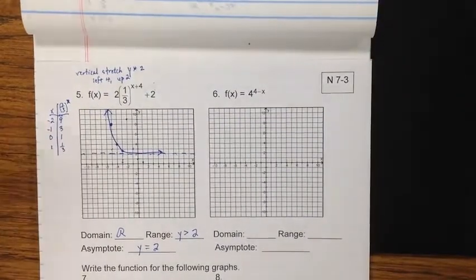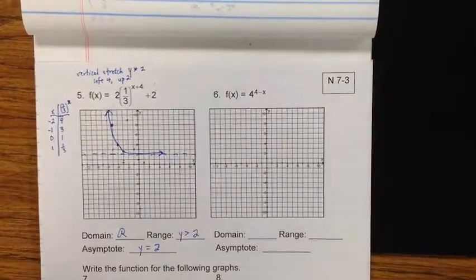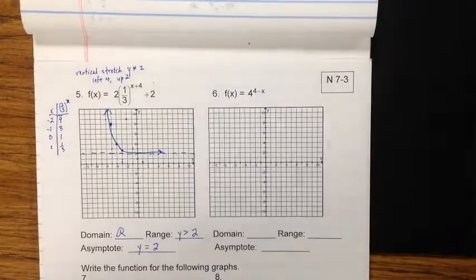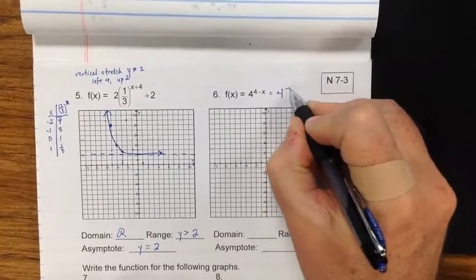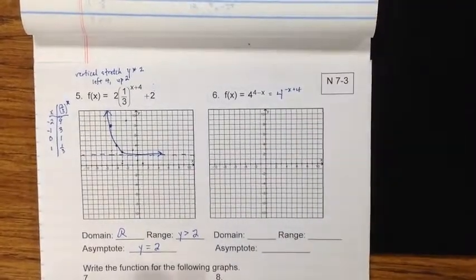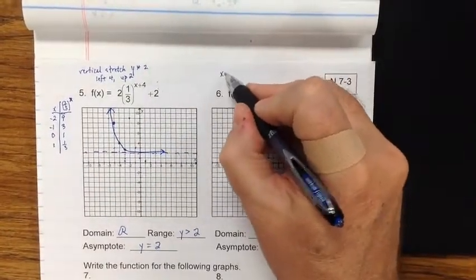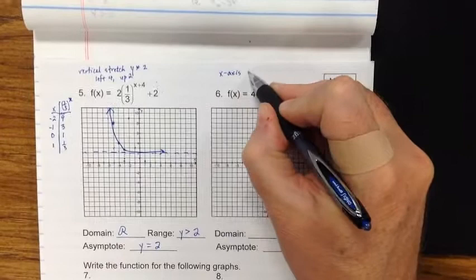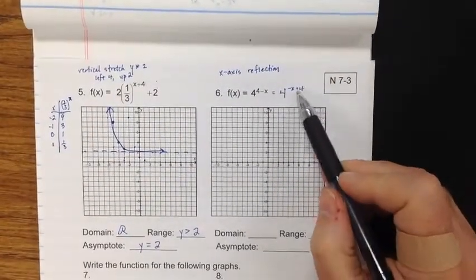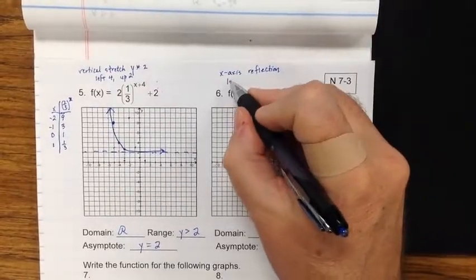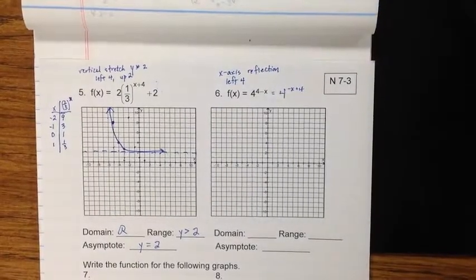Okay, let's look at number 6. f of x equals 4 to the 4 minus x power. So I'm going to rewrite that as 4 to the -x plus 4. The negative in front of the x in the exponent tells me y-axis reflection. The plus 4 up in the exponent tells me shifting left 4. And I think that's about it.